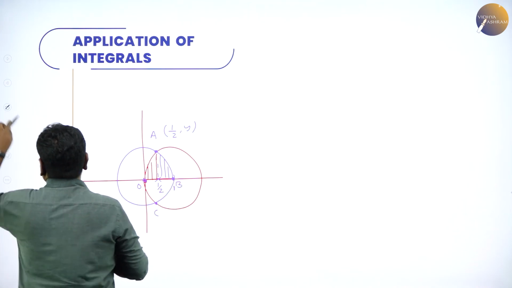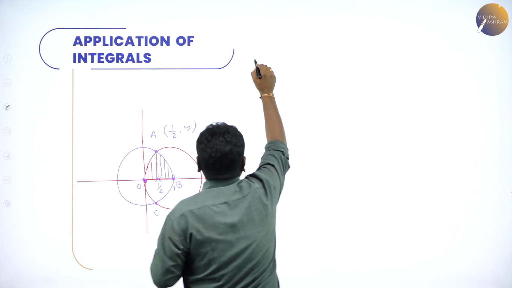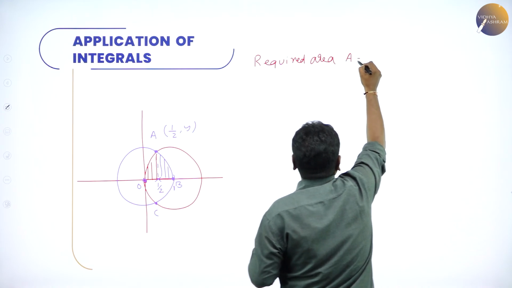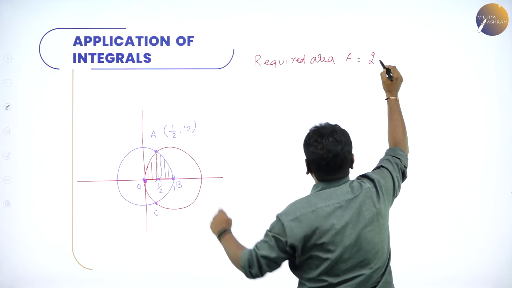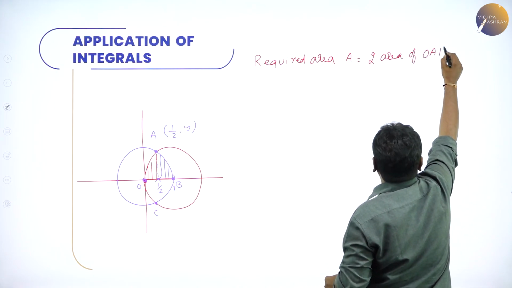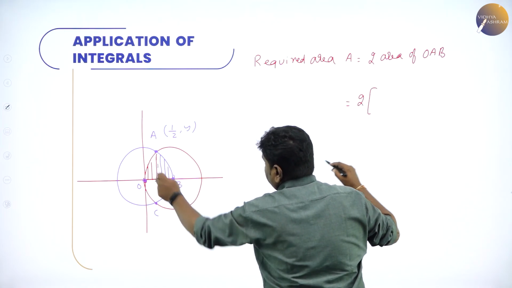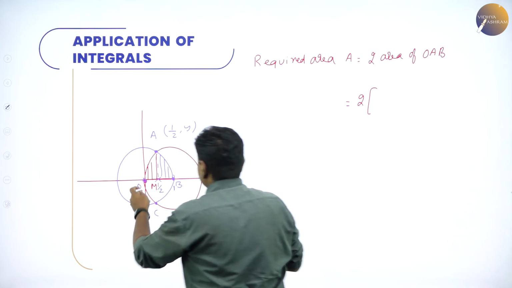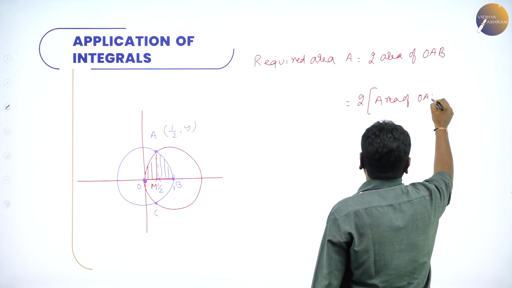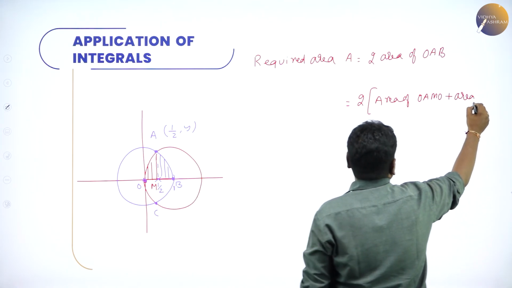This is C. Now the required area. Seeing this, you can say, and the below part I also want, so I'll find only the above part. Required area is equal to 2 times the area of OAB, and the area of OAB can be written as 2 times... how to write the area of OAB? I call this point M: area of OAMO plus area of MABM.